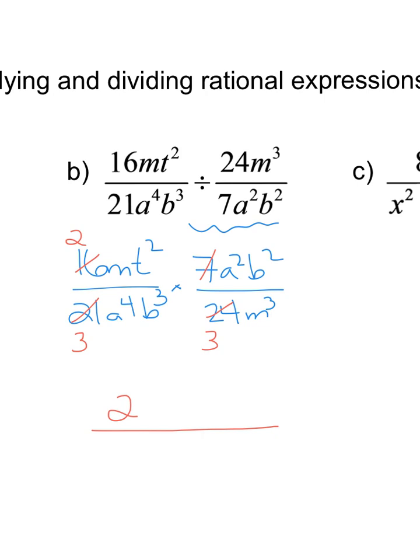On the bottom, it looks like I have a 3 and a 3. 3 times 3 is 9. All right, then I want to combine the m's.